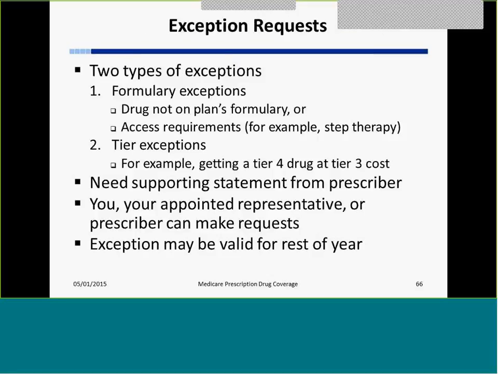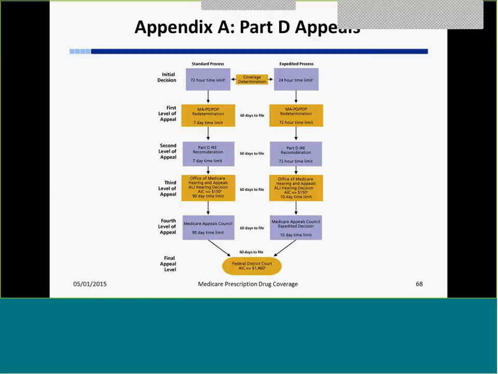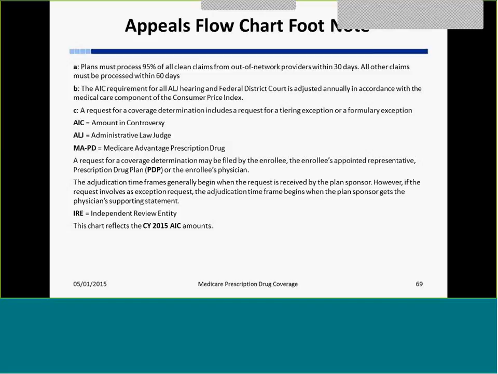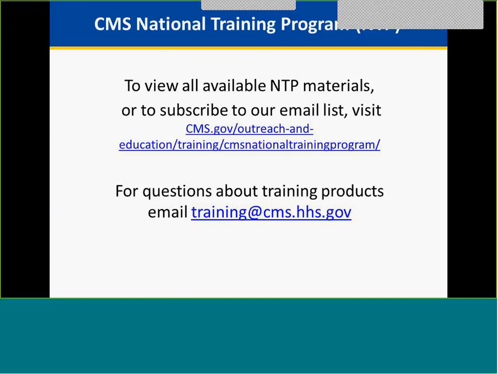We have exceptions, formulary exceptions, drug non-formulary or access requirements. They want an exception from step therapy, they want a tier exception, they need to get a supporting statement of the doctor, they make their request, and the exception may last a year, and then they may have to review. There are appeals on Part D, and it talks about that process here. Here's the flow chart. Even I don't understand this, I'll be honest with you. I just don't, and I don't run into a whole lot. So different things here, and of course the resource guide, and that pretty much wraps that up.